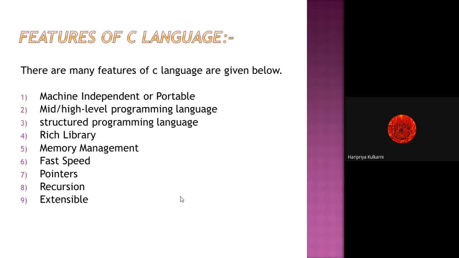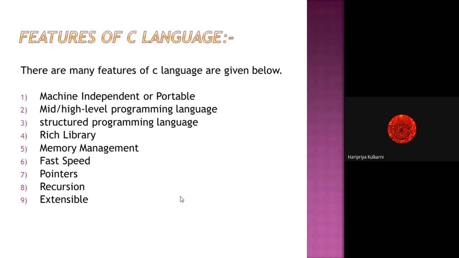Then it has a rich library. Rich library means there are many functions in a library. Depending upon our requirement, we can go for any of the functions. The only thing is that we have to include that library in our program. That's it. As we go forward, you will come to know the library functions. Various library functions and predefined functions are there to perform a particular task, so we can use any of the functions in the corresponding library.